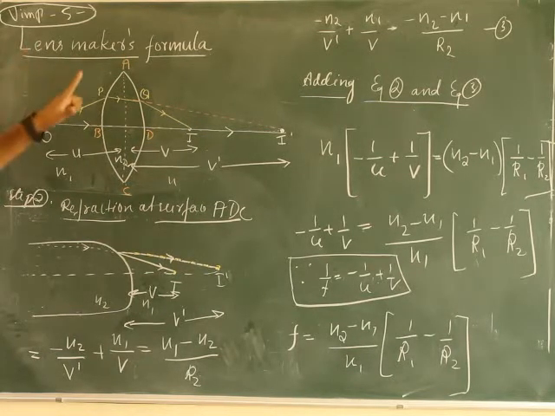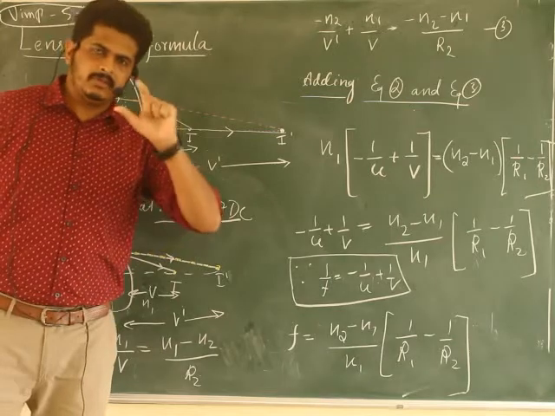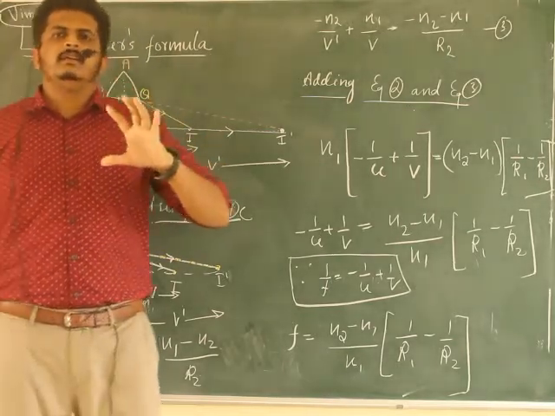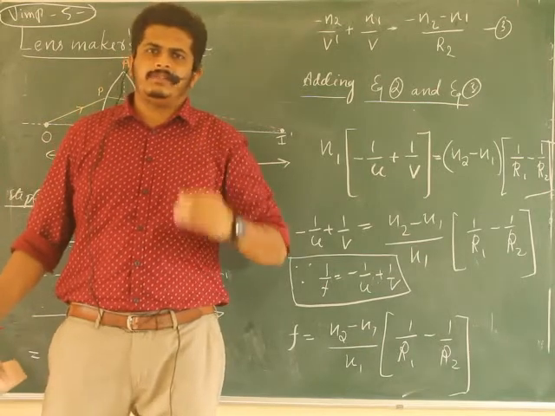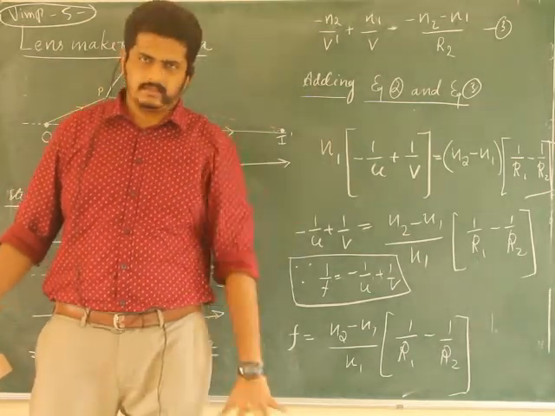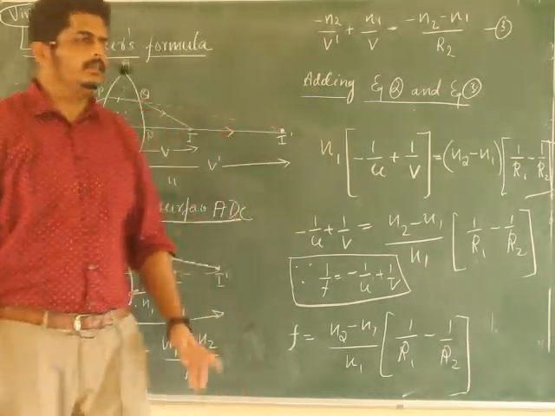That is lens maker's formula. What is lens maker's formula? Definition you have to write. The formula which helps in manufacturing of lens of desired focal length. That is a definition. Then diagram.